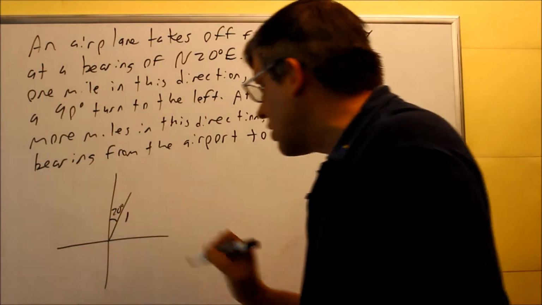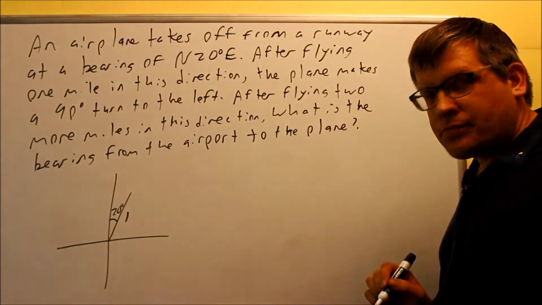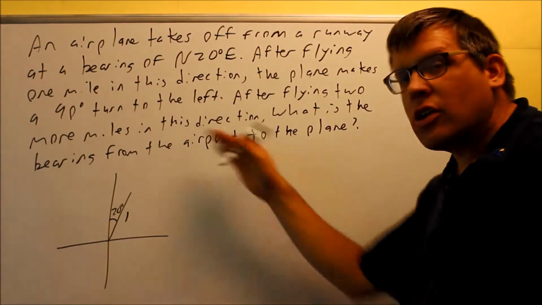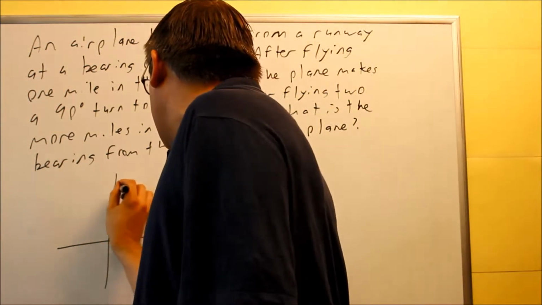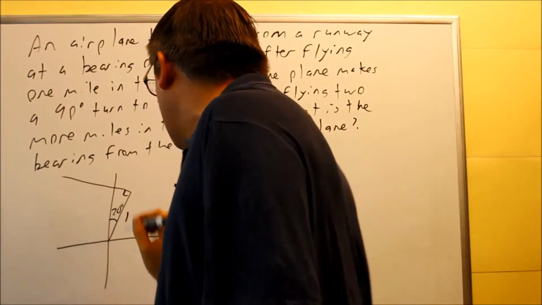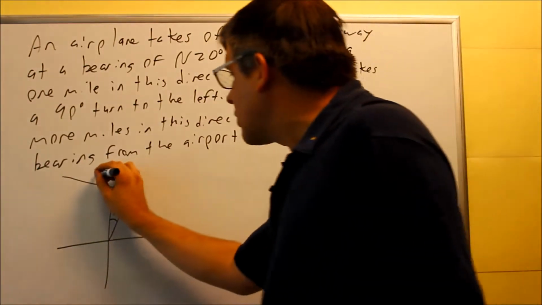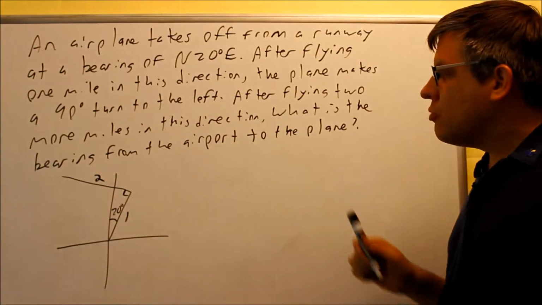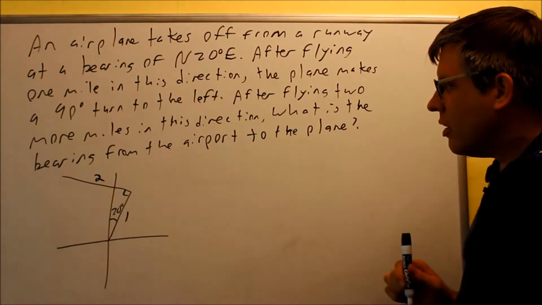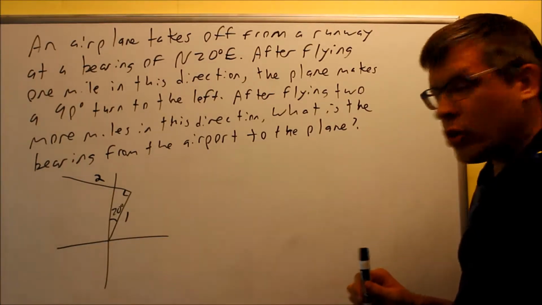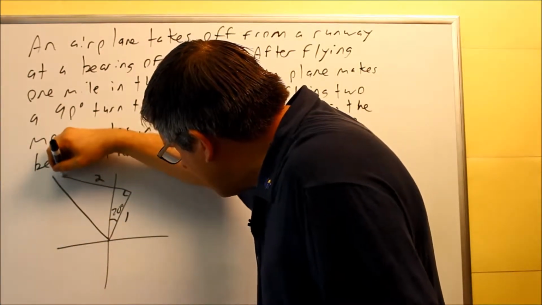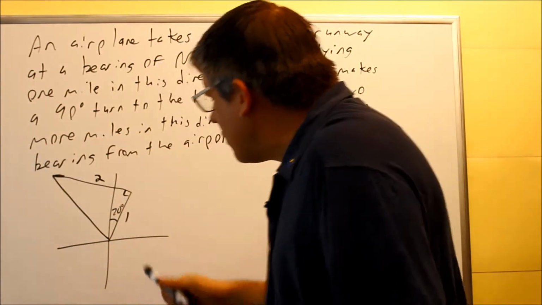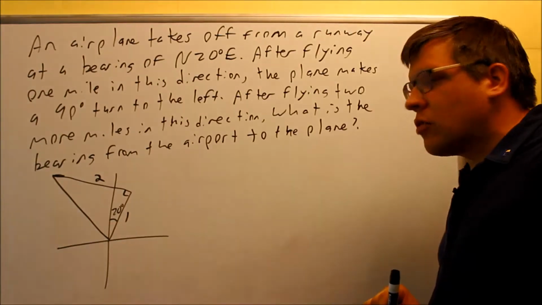I'm flying in that direction for 1 mile. Then it says I turn 90 degrees to the left. So that means I'm drawing another line out this way, and that has a right angle. And this says we're doing that for 2 miles in that direction. We want to know the bearing from the airport to the plane. So therefore I'm actually going to complete this triangle here. And so the triangle will definitely end up in the second quadrant.